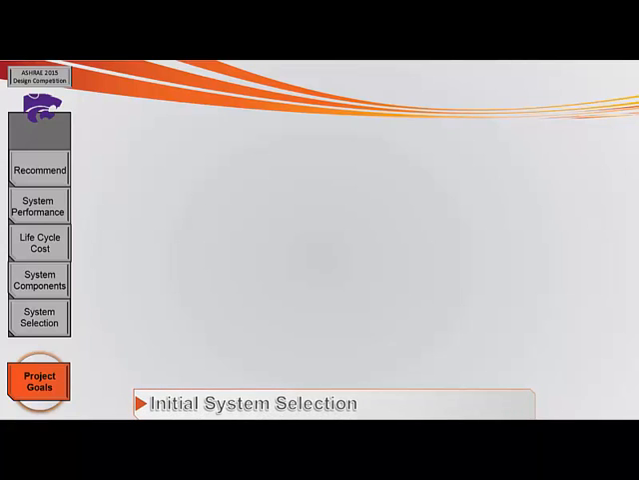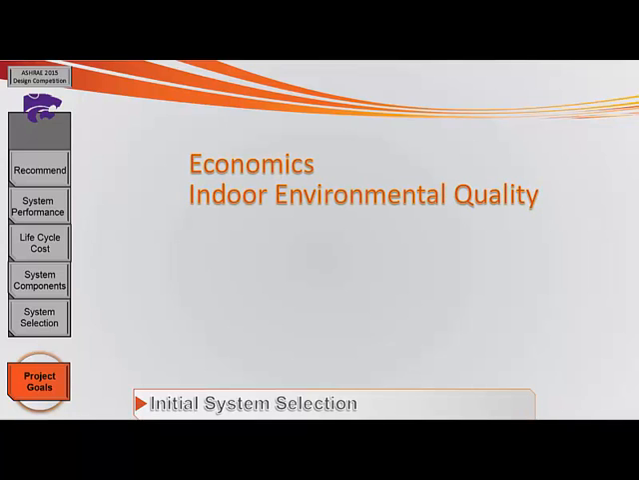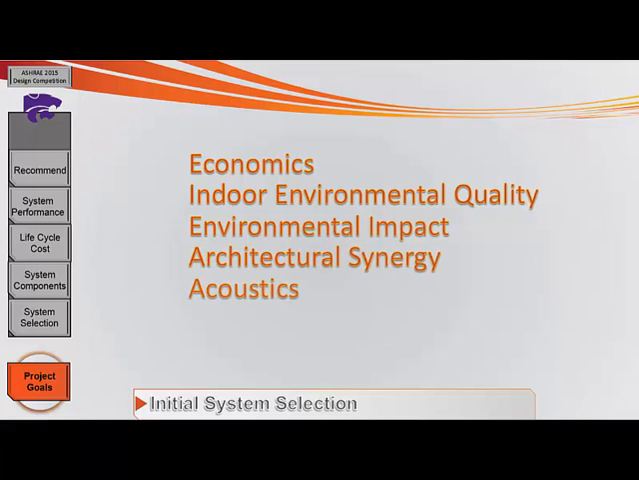In early stages of system selection, the design team established 7 goals based on the owner's requirements and ASHRAE standards for the selected HVAC system. Those included good economics, great indoor environmental quality, low environmental impact, architectural synergy, acoustics, control, and ease of service.